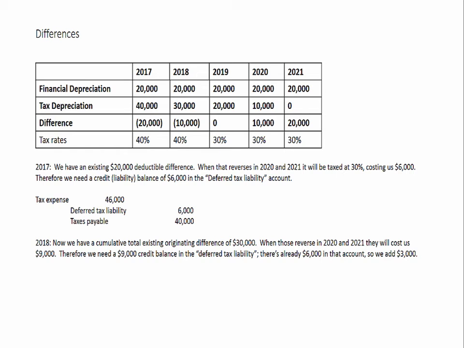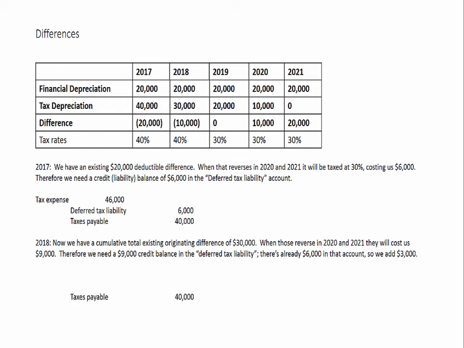In 2018, we'll do the same thing. We're at that line between 2018 and 2019, and looking to the left, we have cumulative originating deductible differences of $30,000, $20,000 for 2017 plus $10,000 for 2018. When those reverse in the future in 2020 and 2021, they're going to be taxed at 30%. So $30,000 of deductible differences, when they reverse and are taxed at 30%, are going to cost us $9,000. So $9,000 is the desired balance in our deferred tax liability. There's already a $6,000 credit balance in that account, so we're going to have to add $3,000.